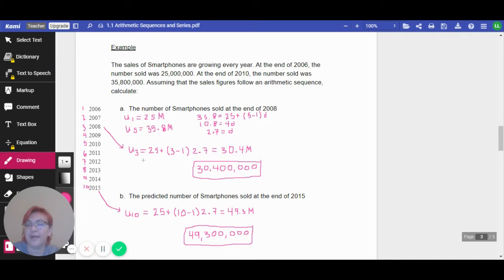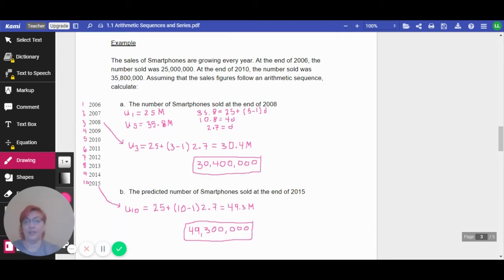Then we're going to come back and plug that in to find the third term. The third term, where n equals 3, is equal to the first term of the sequence, 25, plus (n, 3, minus 1) times the common difference of 2.7. And you get 30.4 million, or 30,400,000. Next, let's look at 2015. Well, counting down, that is my 10th term, so n equals 10.